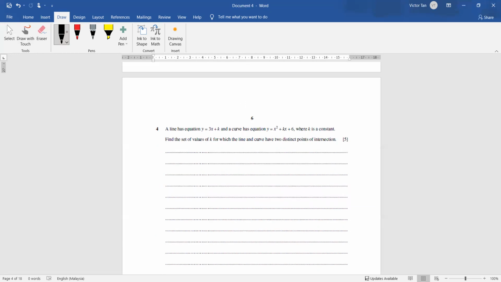So substituting y equals to 3x plus k, you get 3x plus k equals x squared plus kx plus 6. X squared plus (k minus 3)x plus (6 minus k) equals 0. I'm going to put it in the bracket so it's clearer for you all to see. So now, yes, intersect at 2 distinct points.